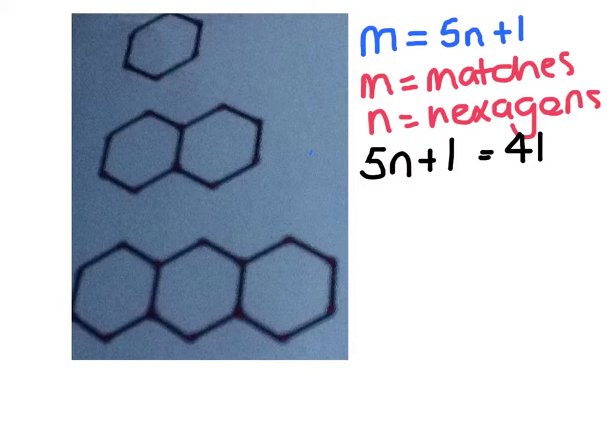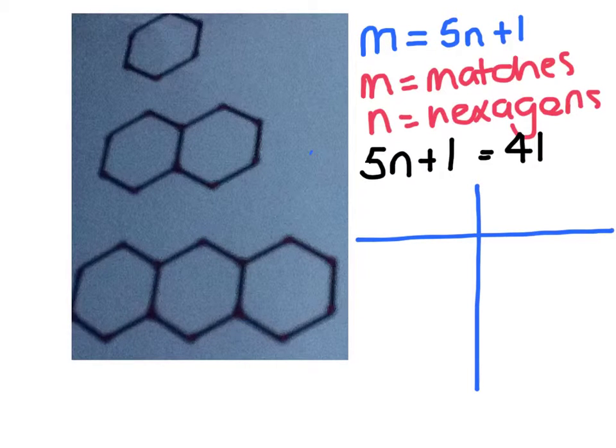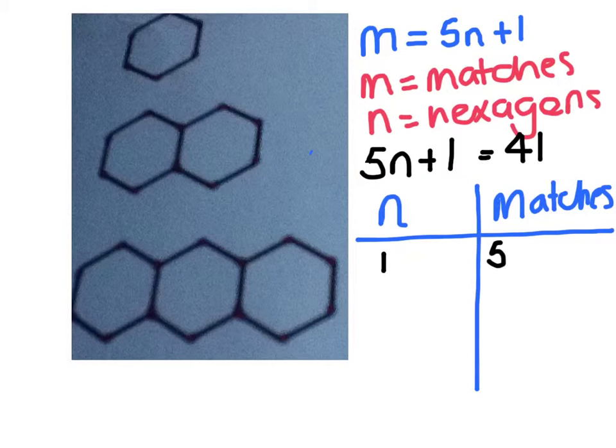A nice simple way to do this is with a table. On one side we're going to have the number of hexagons, and on the other side we're going to have m, which is my matches. And now we're just going to use substitution like we did in the first series of algebra. So when n equals 1, we're going to get 5 times 1 plus 1, which equals 6.